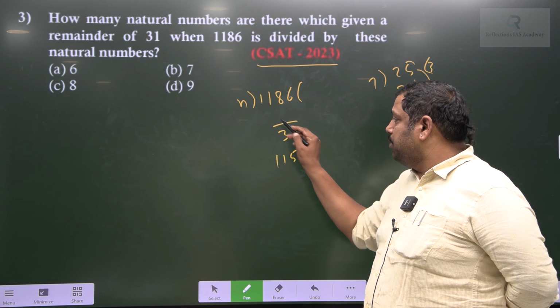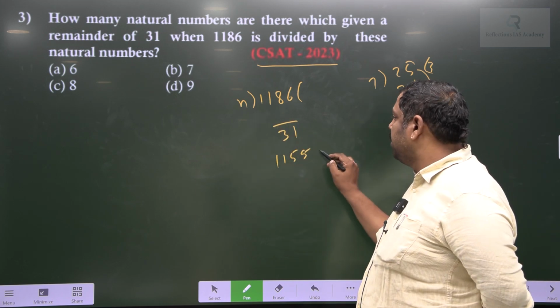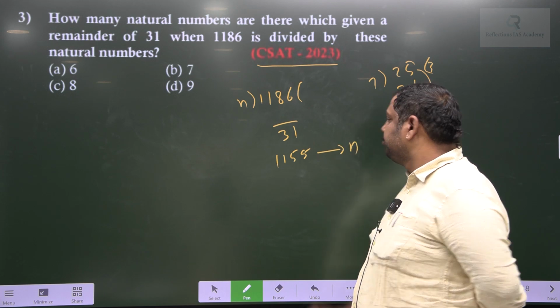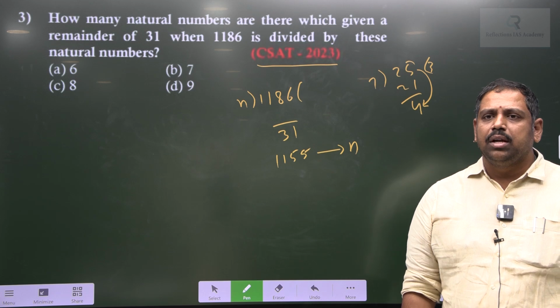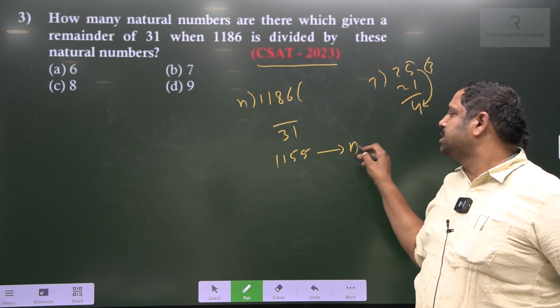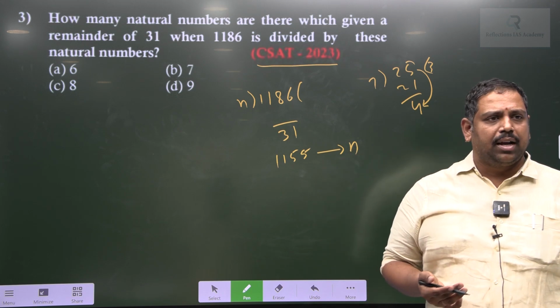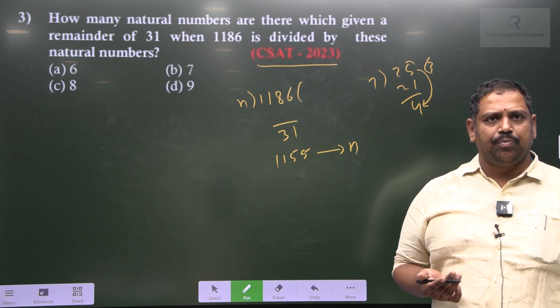For 1155, n is a multiple. Reverse: for 1155, n is a factor. Say yes or no. He is asking how many such natural numbers exist, means how many values of n are there. Can I say how many factors are there? Yes or no? Okay.